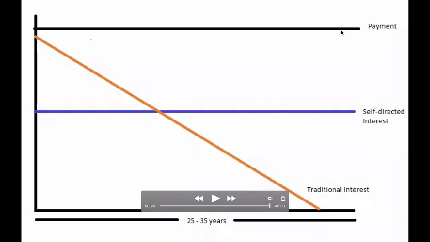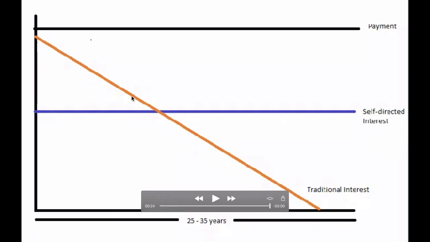So if we draw a simple graph here to explain what is actually happening, you can see that at the top here, this is our payment line. That's how much we pay every month, regardless of whether we're on the traditional or self-directed timeline. So the orange line shows our traditional interest payments. You can see that in the beginning of our mortgage payments, we actually pay quite a bit of interest. The vertical line would be our dollar value, and we see that we actually pay a lot of interest.